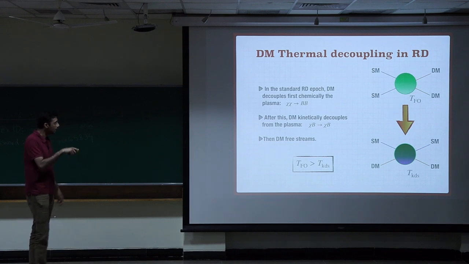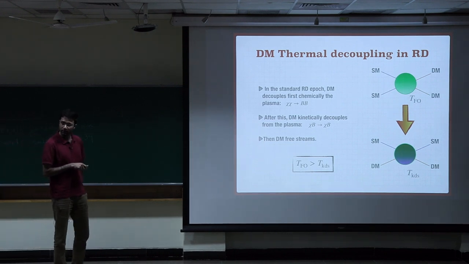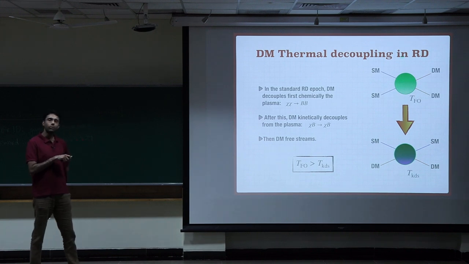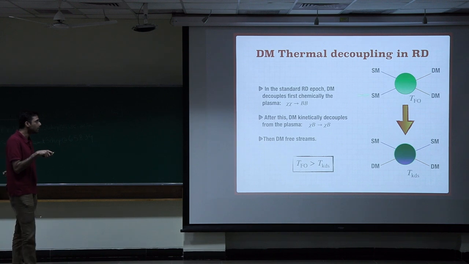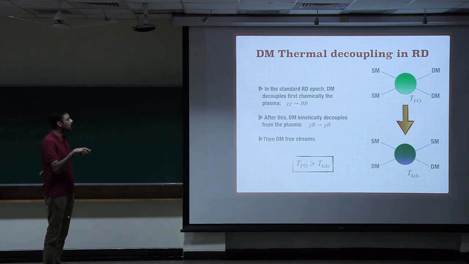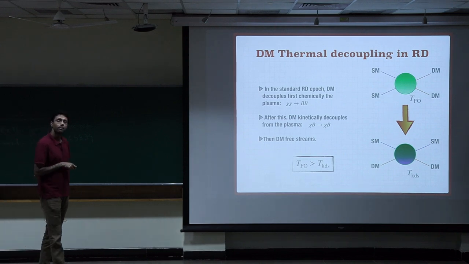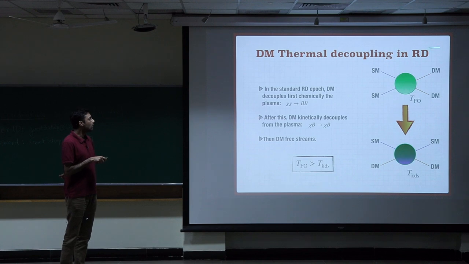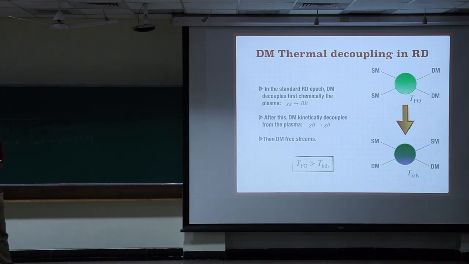Now, from this point onwards, I will talk about dark matter which is non-relativistic and is produced via the freeze-out mechanism. That means that the equilibrium between dark matter and the standard model is no longer true below the freeze-out temperature, T freeze-out. At this temperature, only the dark matter can annihilate into the standard model, but not the other way.